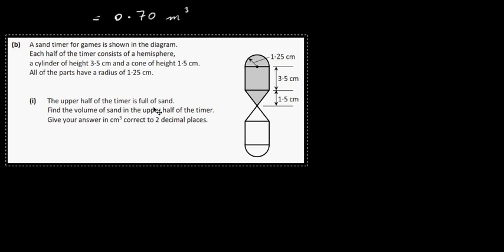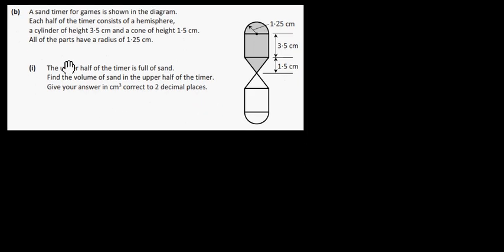The upper half of the timer is full of sand, so it's completely full. Find the volume of sand in the upper half of the timer. Give your answer in cubic centimeters corrected to 2 decimal places. Okay, so we've got to find the volume of this shape here. So it's a compound shape, so all we've got to do is find the volume of each individual part and add them. So let's do that.